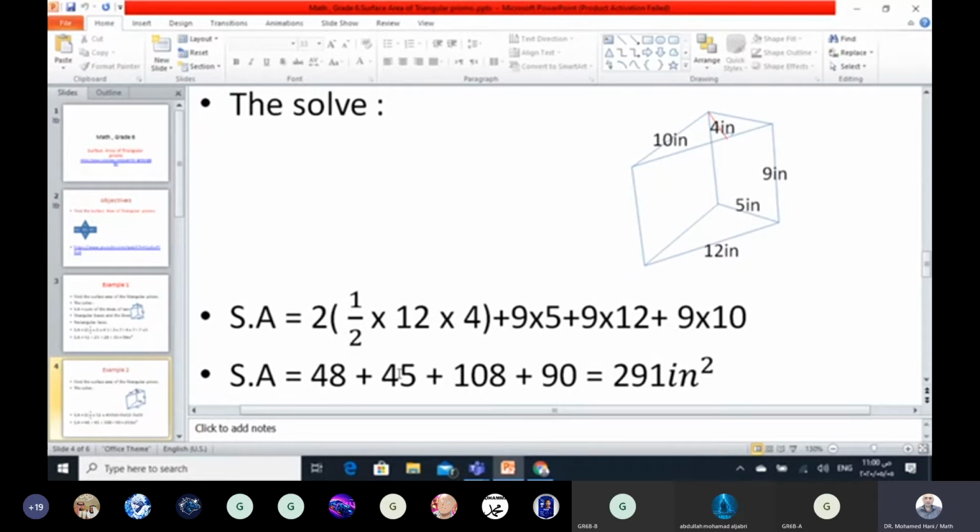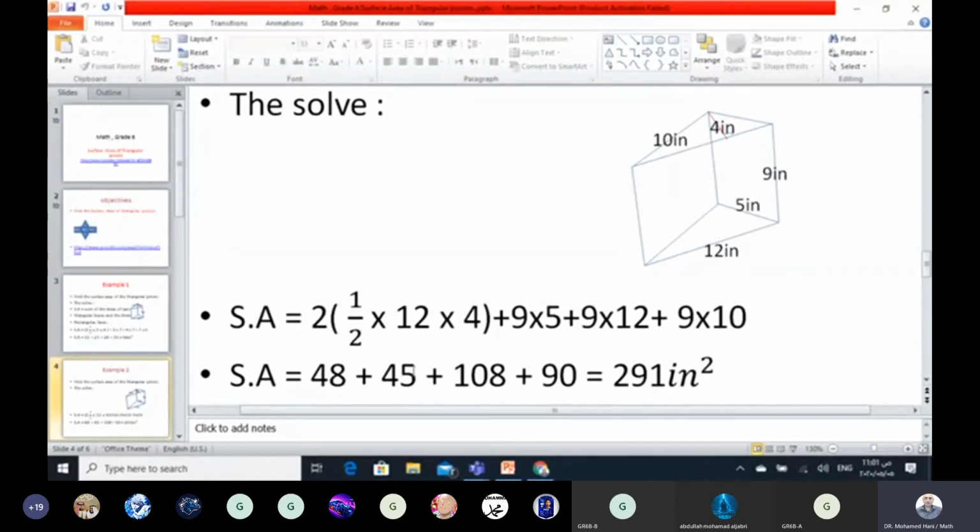9 times 5 will be 45. 45 plus 9 times 12. 9 times 12 will be 108. Plus 9 times 10. 9 times 10 will be 90. Then to solve the surface area, we add all the numbers: 48 plus 45 plus 108 plus 90 will be 291 inches squared.